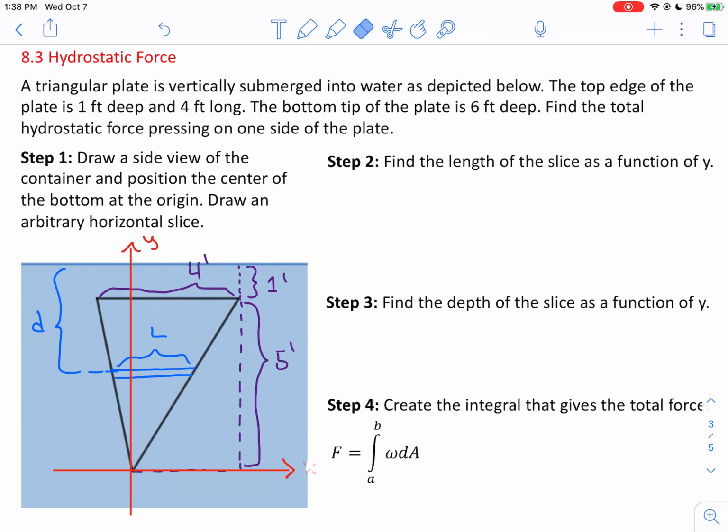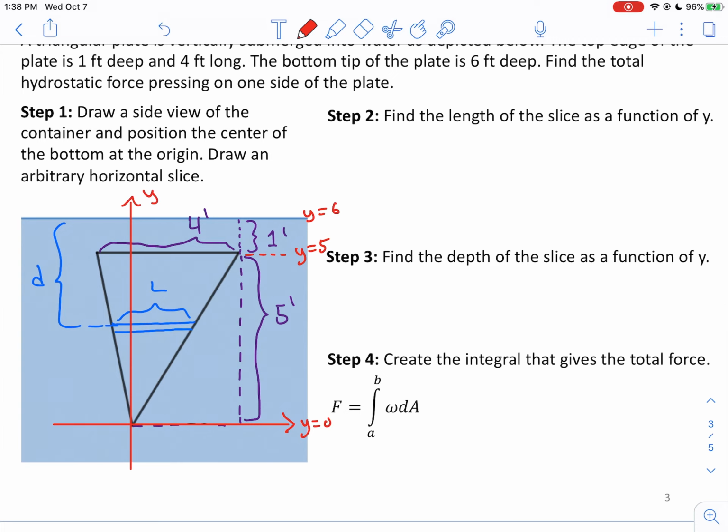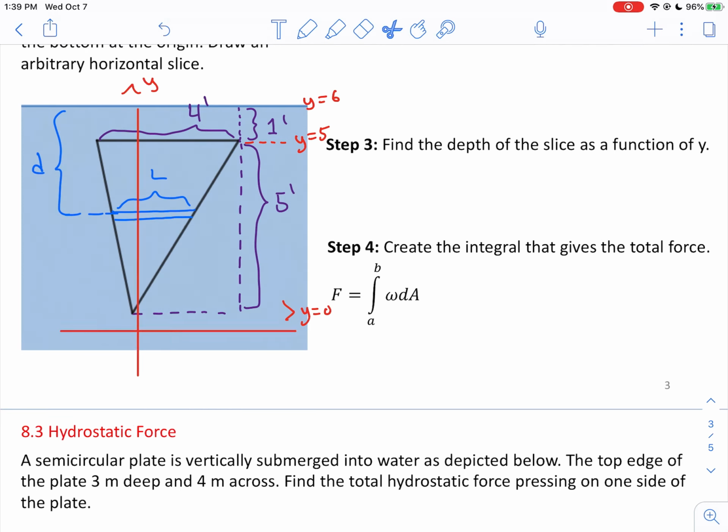Now, because the x-axis, its equation is y equals 0, the top of the water would therefore be at location y equals 6, and the top of the plate would be at y equals 5. You integrate from the bottom of the plate to the top of the plate, not to the top of the water. So we're going to integrate 0 to 5. If I had made my frame of reference somewhere else, then all my y-coordinates would change. And you can do that.